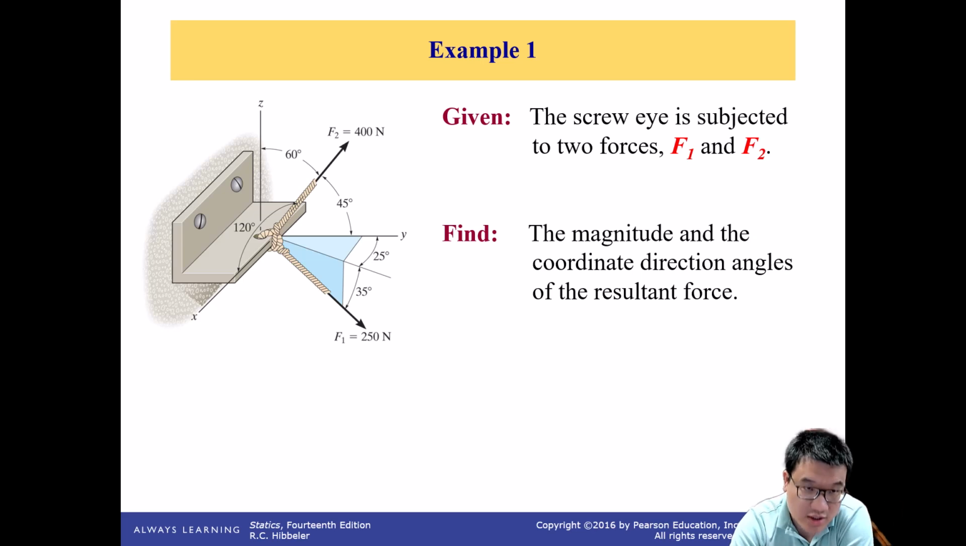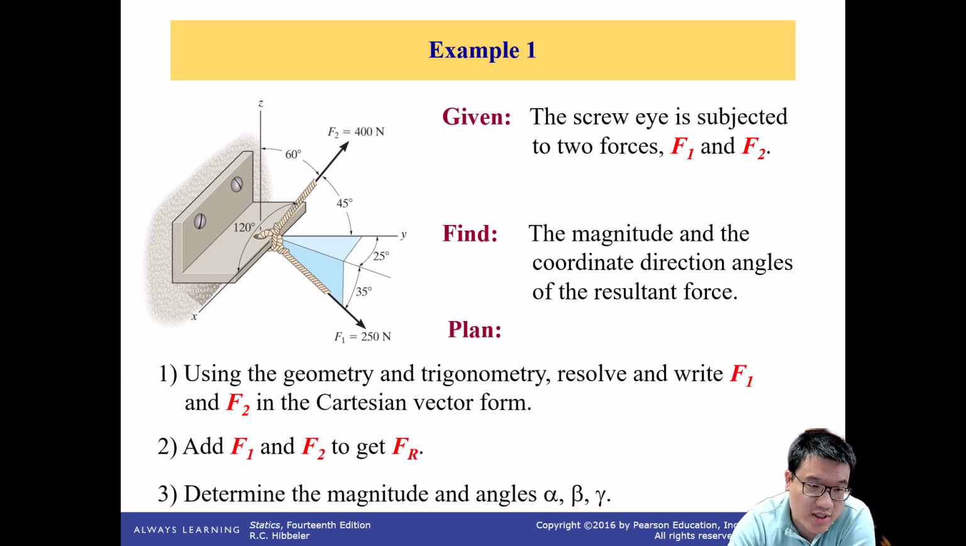Okay, so what should we do? We are given two forces, F1 and F2, working in 3D. We're given F1's angle to the z-axis is 35 degrees, and F2's angle to x is 120, its angle to y is 45, and its angle to z is 60. We also know the magnitudes of F1 and F2 are 250 and 400 Newtons respectively. So how should we solve this question?